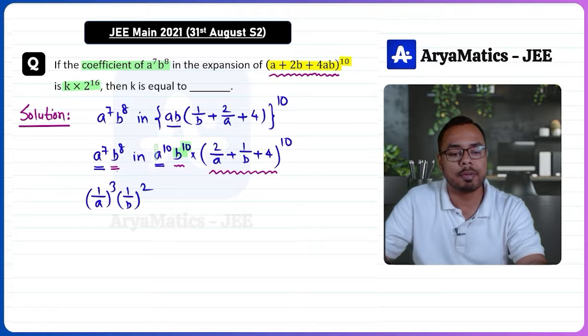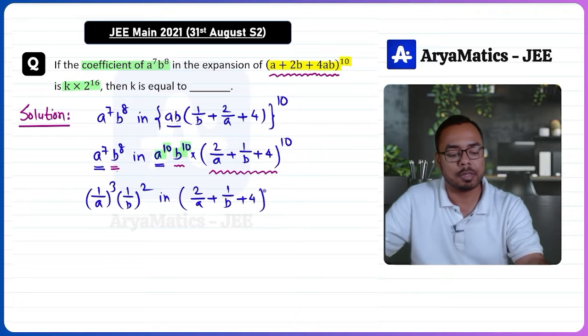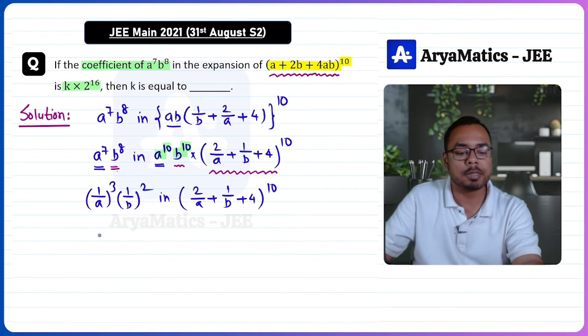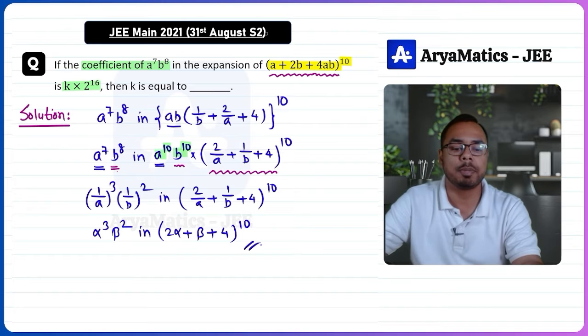Similarly, we need a raised to 7. We already got a raised to 10. So in this multinomial expansion, we need 1 by a cube. So that means we need the coefficient of 1 by a cube into 1 by b square in the expansion of 2 by a plus 1 by b plus 4, this raised to 10. And now think of 1 by a as alpha, 1 by b as beta. So basically the problem is we need the coefficient of alpha cube beta square in 2 alpha plus beta plus 4, this raised to 10. And now you can very easily see what that coefficient should be.